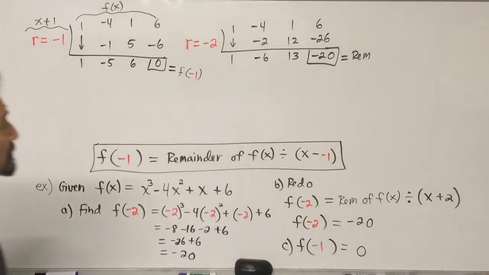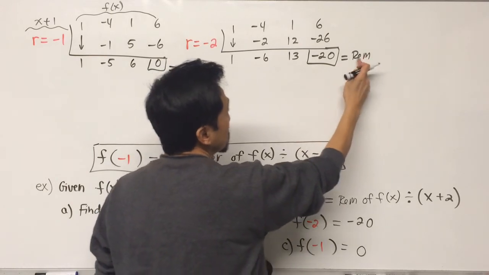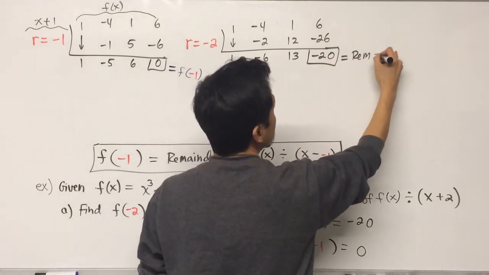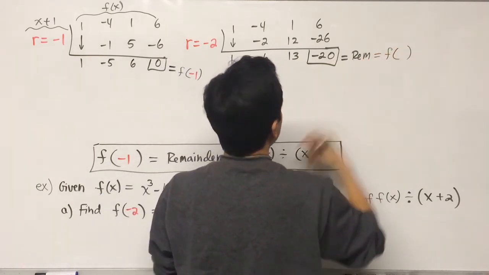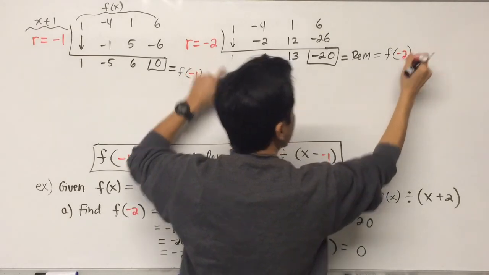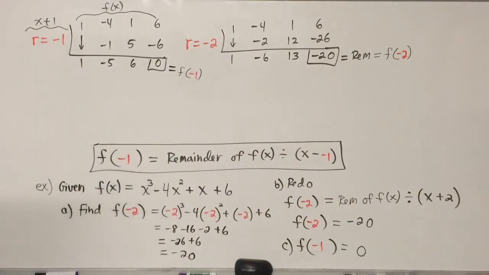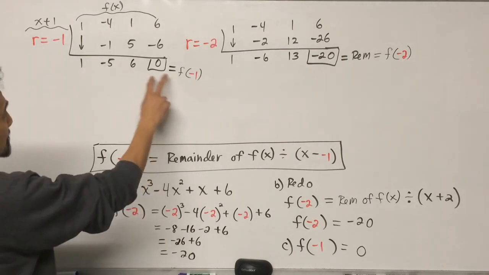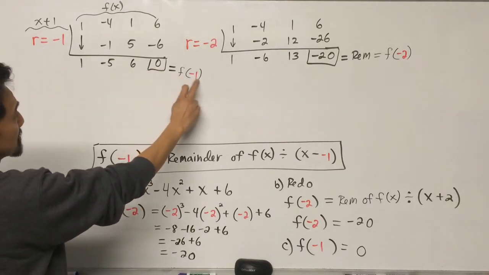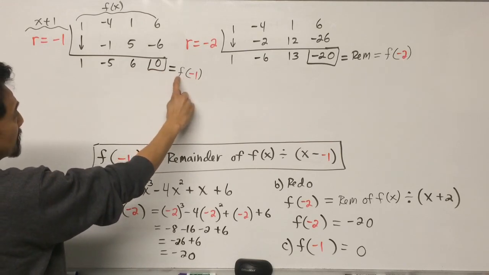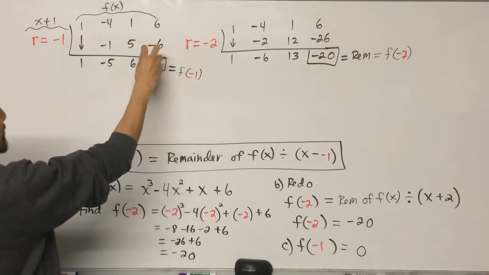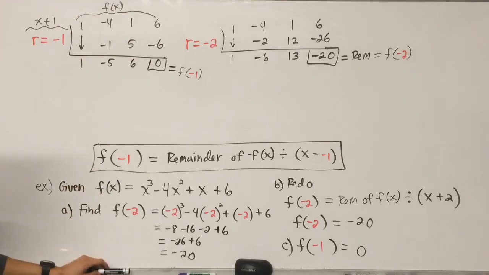Okay? And going back to what we had over here, this remainder of negative 20 was equal to f evaluated at negative 2. Okay? So, watch the follow-up video to this one. It'll be a video on what is called the factor theorem. So, what is the significance of when you get 0 as a remainder in this process here?